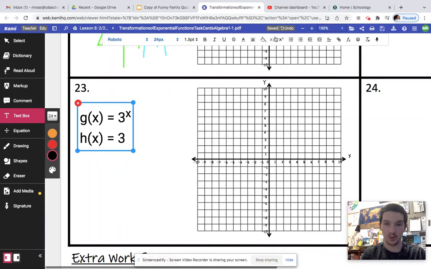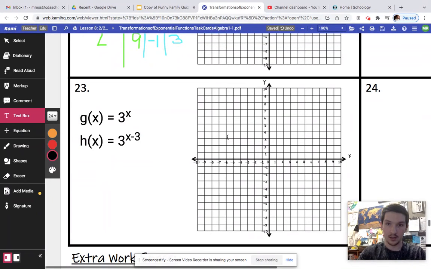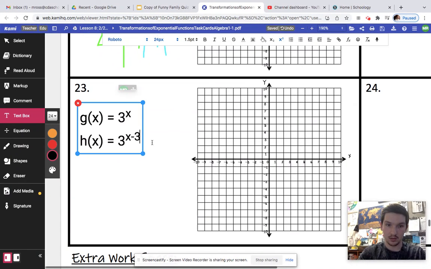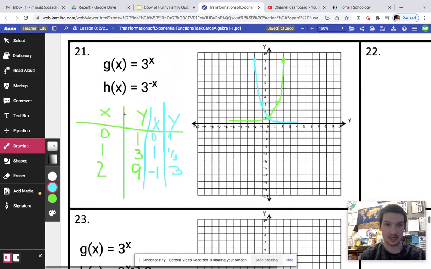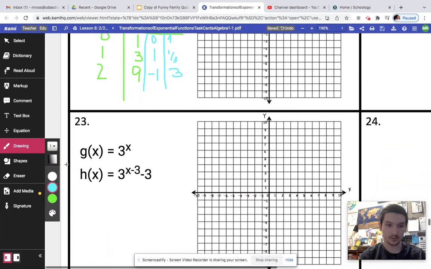So 2 units right is actually going to cause us to do x minus 2. Right is actually going to be subtracting. Then 3 units down is going to be subtracting 3. So there's our graph. Again, I would just graph the exact same thing. You could create a table, but we should already know it's the same as up here, that green one. We're going to have the exact same first few points, and then 2 is at 9, and now we can graph this.